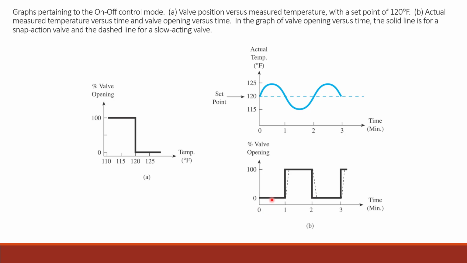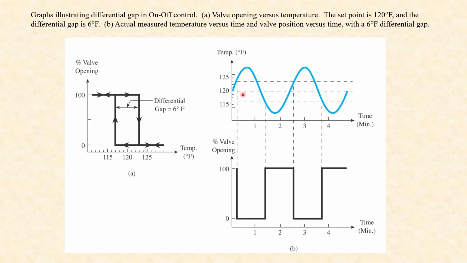Here, this dotted line shows a slower acting valve, so that doesn't slam open and slam shut like a lot of solenoids do. It's somewhat buffered, which reduces the wear and gives it a longer lifespan. Another way to increase the lifespan is by having it go on and off less over a period of time.